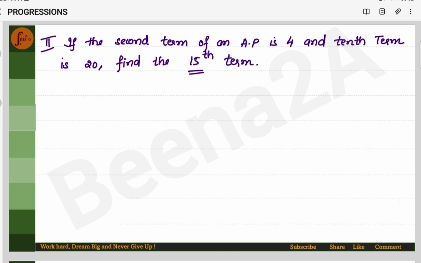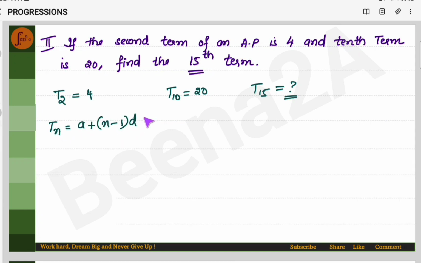First, let's write down what we have. Second term, that is T2, is 4. And the 10th term is 20. And what we have to find? The 15th term, so the 15th term is question mark. We need to find this out. Now, first, let's write the term formula, right? Tn is equal to a plus n minus 1 into d.